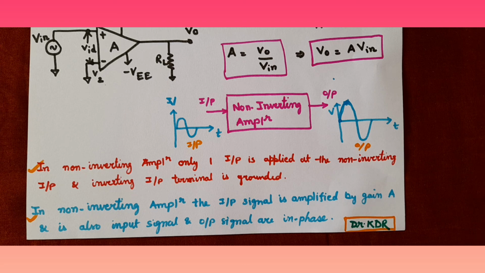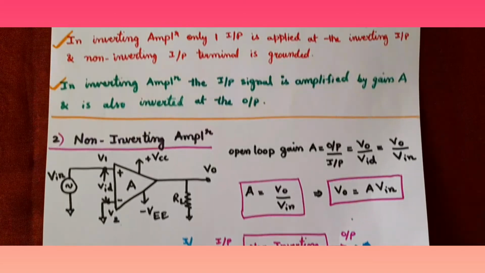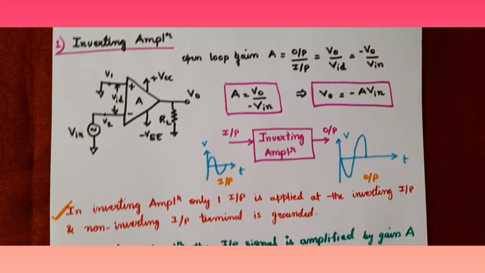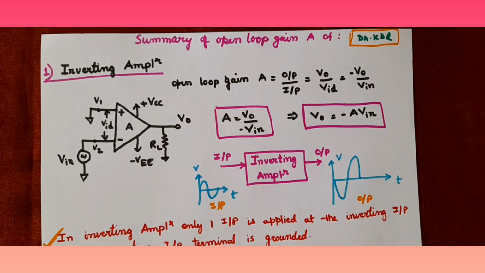I hope the class is clear. In today's class we have seen how to derive the open loop gain of an inverting and non-inverting amplifier and then summarized it. I hope the class is clear.